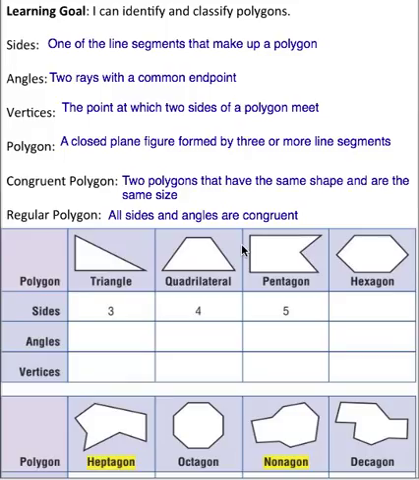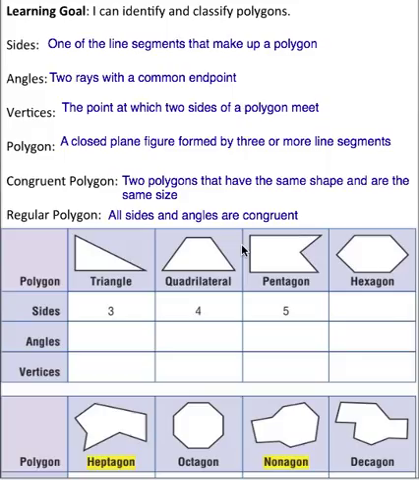You're going to need the notes that were on the assignment page just above this video. You're going to want to have those printed out so that you can follow along and complete them as we go through our lesson today. Our learning goal today is I can identify and classify polygons.